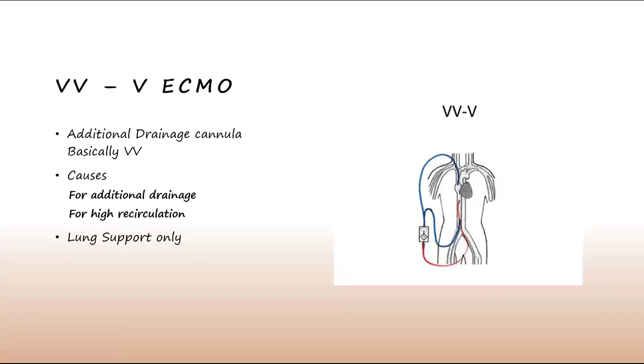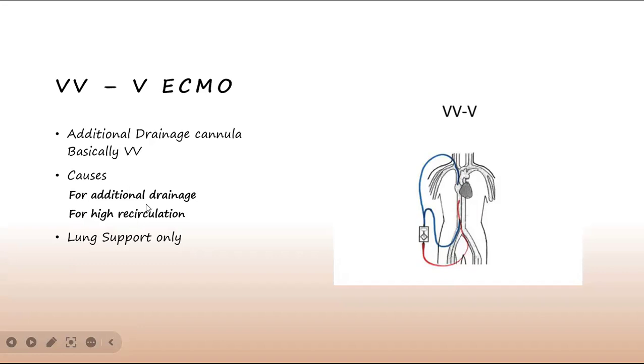So let's see this VV-V kind of ECMO. As I said earlier, it's not a hybrid ECMO. It's just a modified VV ECMO where an additional drainage cannula has been placed. If you can see the diagram here, there are two venous drainage cannulas from the femoral vein and one more drainage cannula from the jugular vein. That is oxygenated and the blood is given back again into the femoral vein here. So it's a VV kind of ECMO.